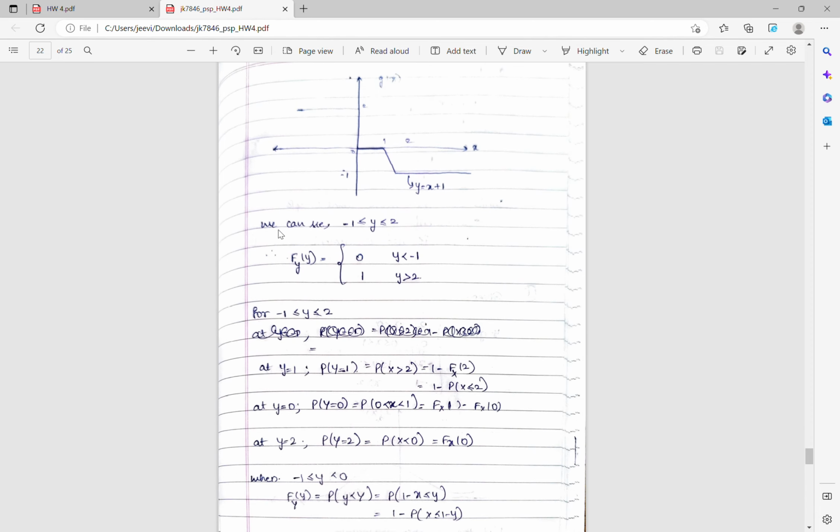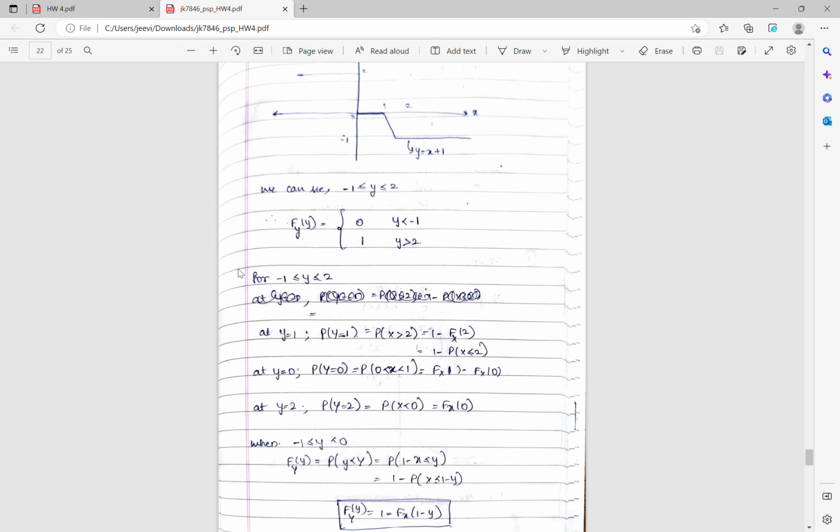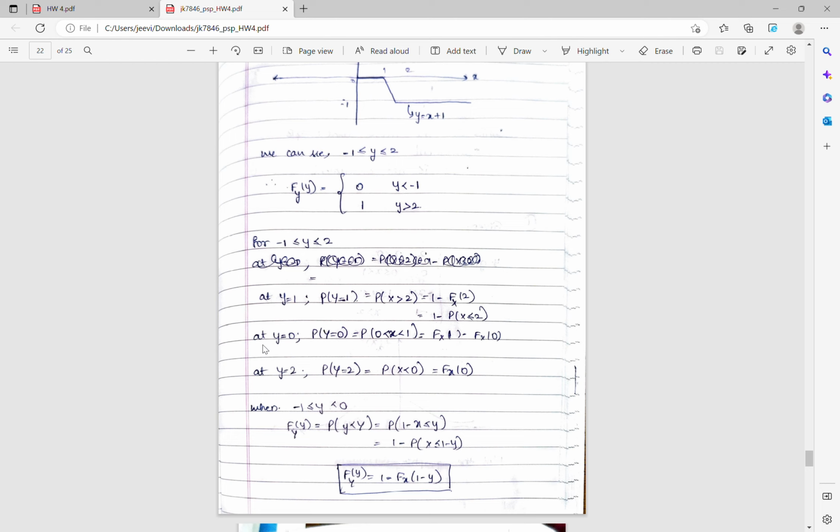We can see that the cumulative distribution function of Y will be equal to 0 and 1 if the value of y is less than minus 1 and if the value of y is greater than 2. Therefore, at y equal to 1, the probability of Y equal to 1 is equal to the probability of X greater than 2, which is equal to 1 minus F_X(2), which is equal to 1 minus probability of X less than or equal to 2.